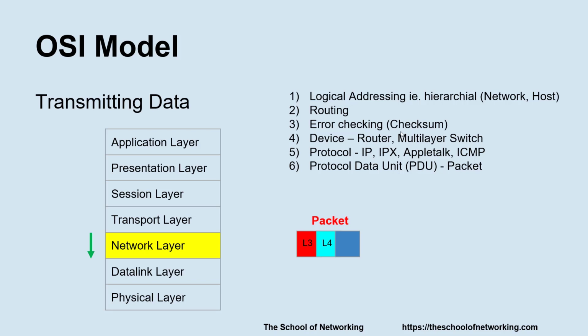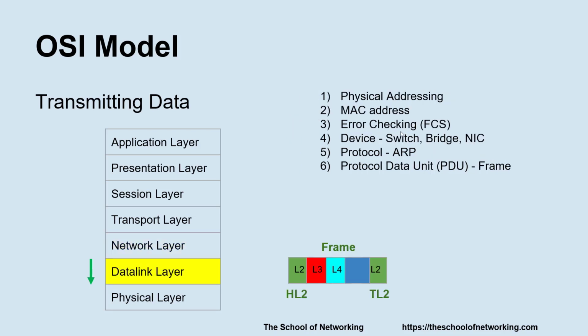The protocol data unit at the network layer is called a packet. The segment received from the transport layer becomes the data part, and a layer 3 header is added, which can be either an IPv4 or IPv6 header. So this becomes a packet, and it is handed over to layer 2, which is nothing but the data link layer.